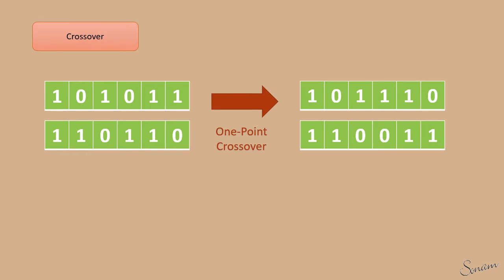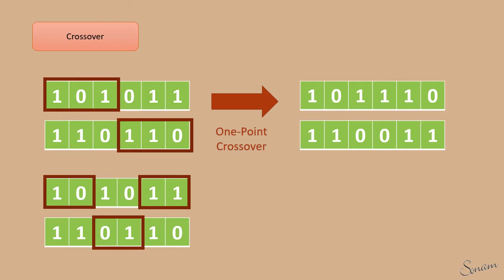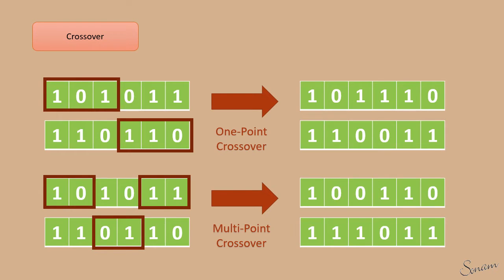One-point crossover is the most basic form of crossover. Here we select a random crossover point and the tails of both the chromosomes are swapped to produce new offsprings. If you take two crossover points, then it will be called multi-point crossover.